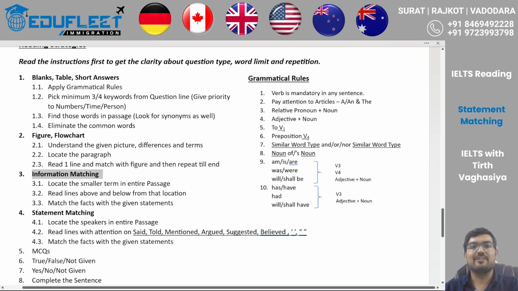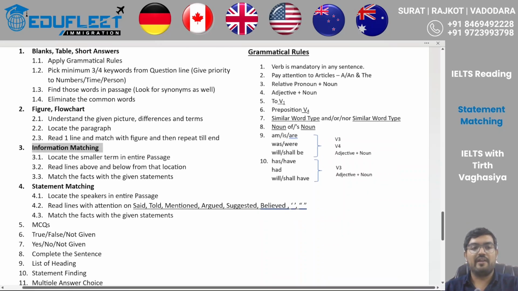Because in statement matching you will have some speaker, and you'll have to identify which of the statements is related to that speaker, right? So let's go ahead and look at the strategy. Our first step is to locate those speakers in the entire passage, right?